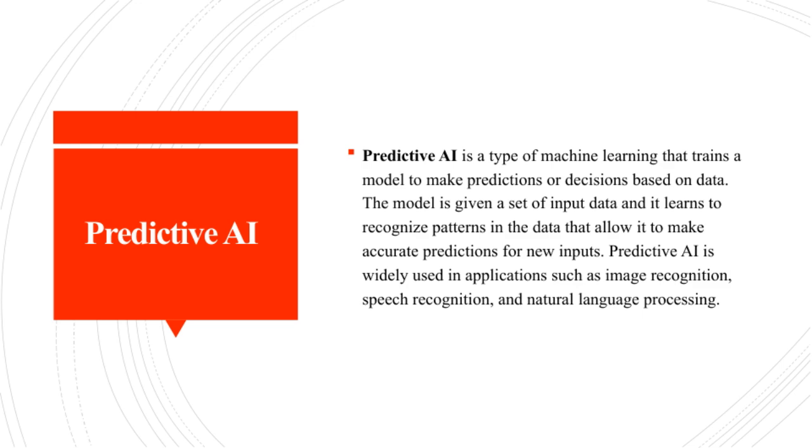You'll find predictive AI being used in many everyday applications, such as image recognition, where it helps identify objects in photos, speech recognition, like voice assistants understanding spoken commands, and natural language processing, which allows computers to understand and generate human language. Connecting this back to our overall theme, predictive AI is a core component of how machines can learn from data and make smarter, more informed decisions, something that's transforming industries and improving our daily lives.